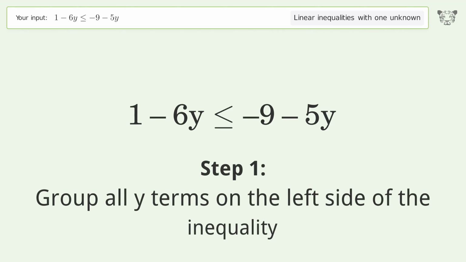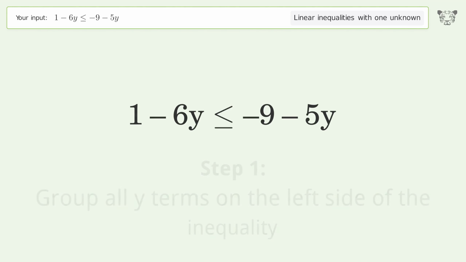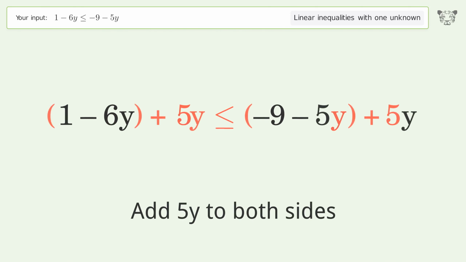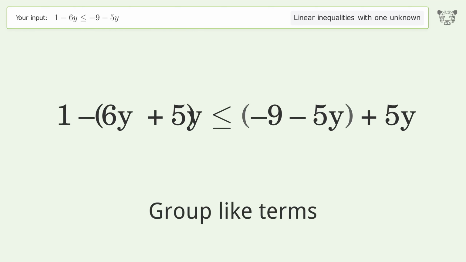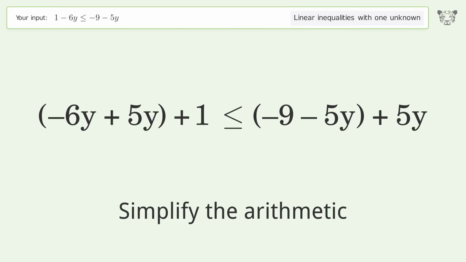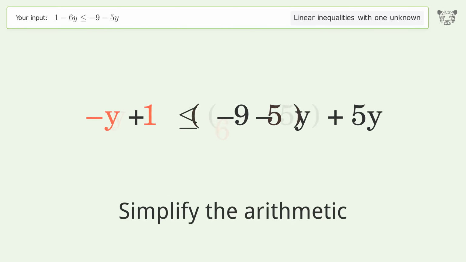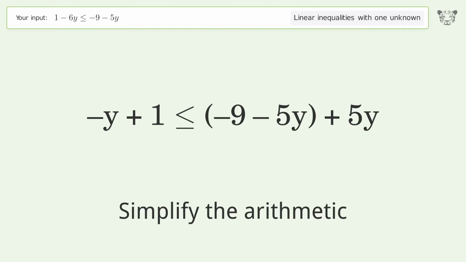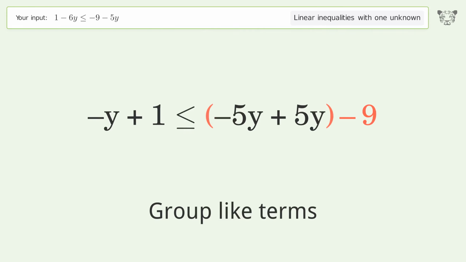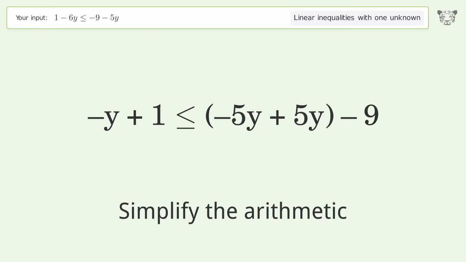Group all y terms on the left side of the inequality. Add 5y to both sides. Group like terms. Simplify the arithmetic. Group like terms. Simplify the arithmetic.